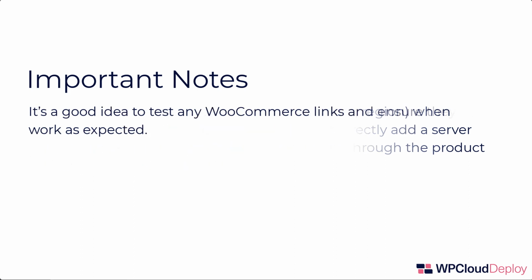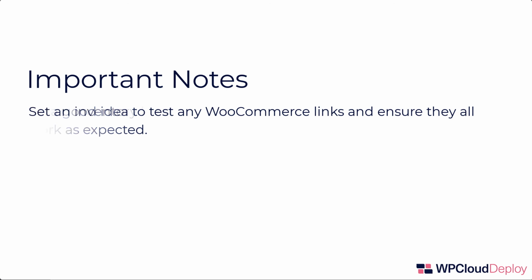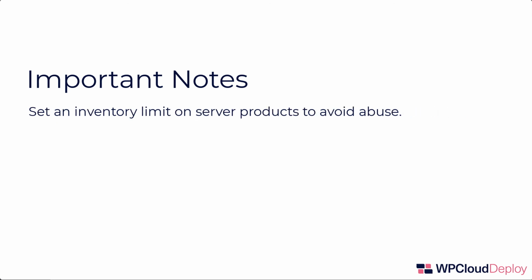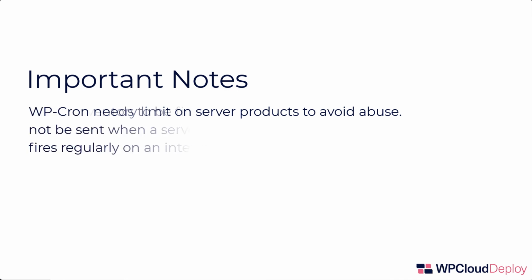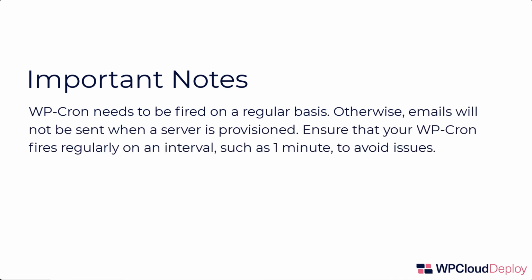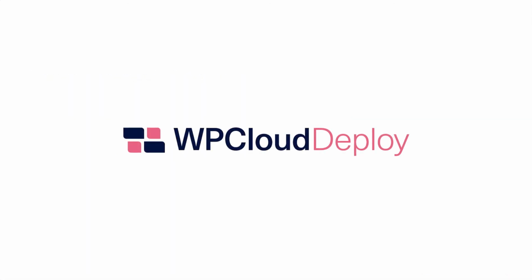It's a good idea to test any WooCommerce links and ensure they all work as expected. It's also a good idea to set an inventory limit for each server to avoid abuse. Also note that WP cron needs to be fired on a regular basis. Otherwise, emails will not be sent when a server is provisioned. Ensure that your WP cron is configured to fire regularly on an interval such as every 1 minute to ensure no issues occur.